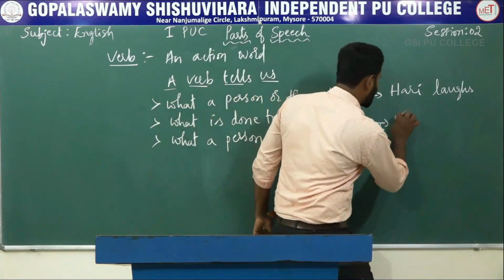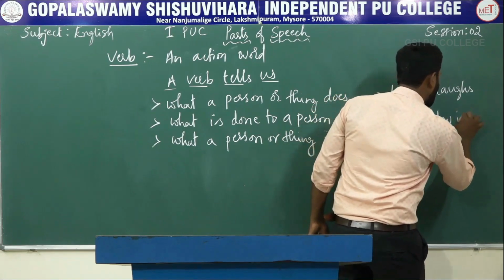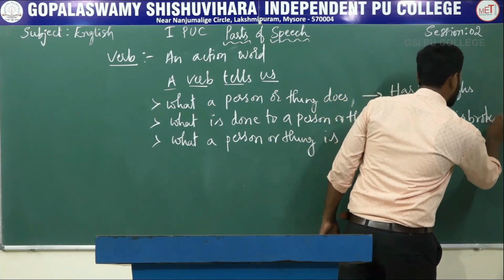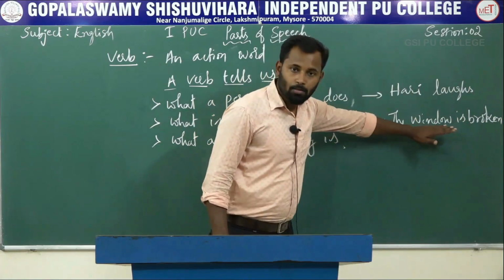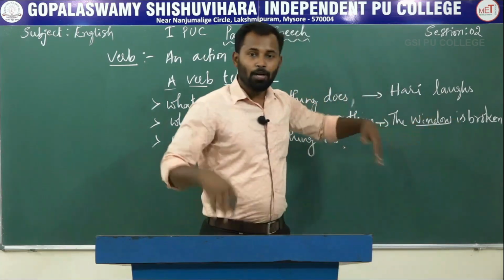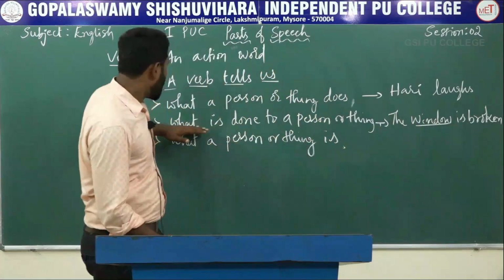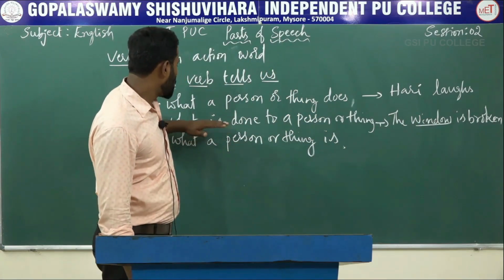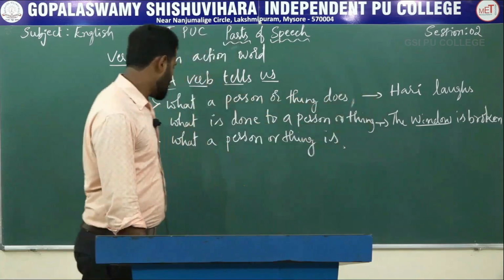And next, what is done to a person or thing? Let us take this example. The window is broken. So what has happened to the subject here? The window is a subject, so the window is broken. What has happened? The window is broken. Thus, a verb also tells us what is done to a person or thing in a sentence.